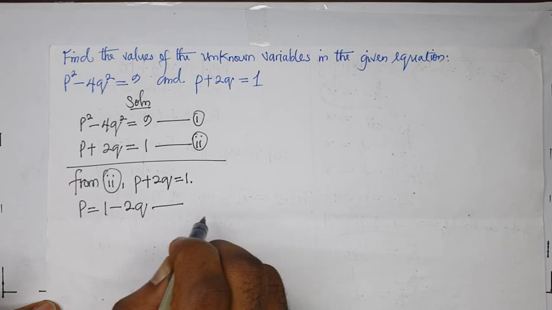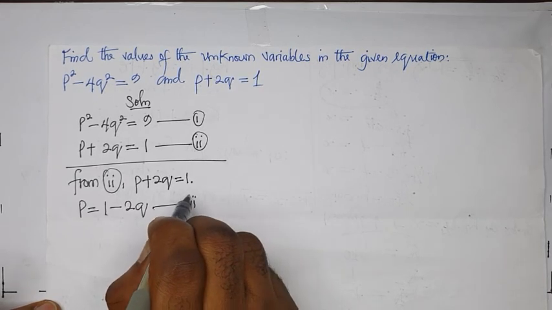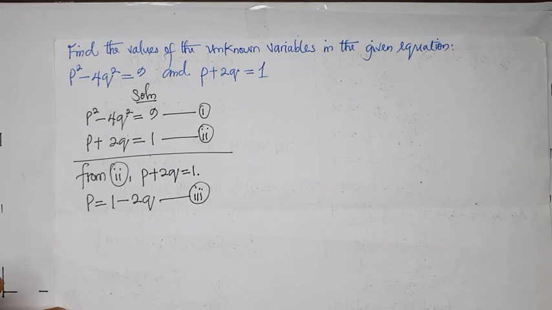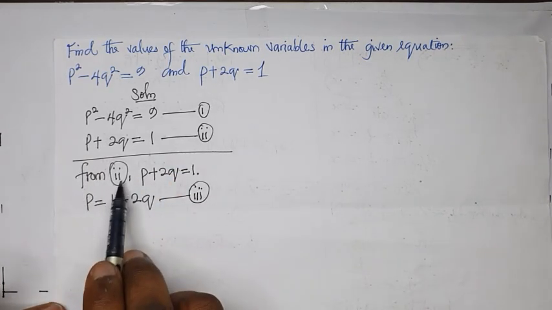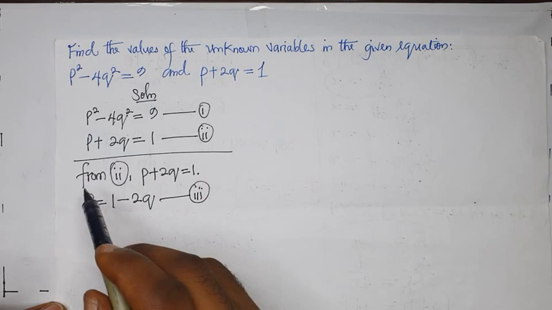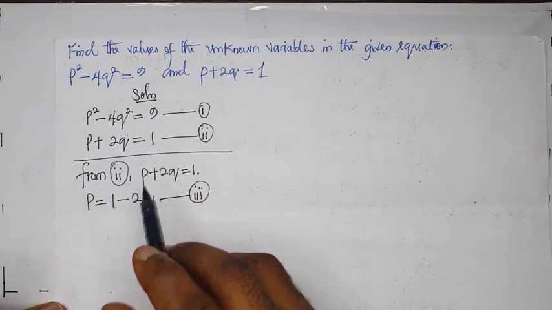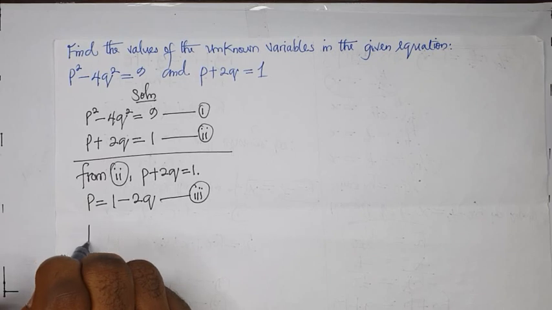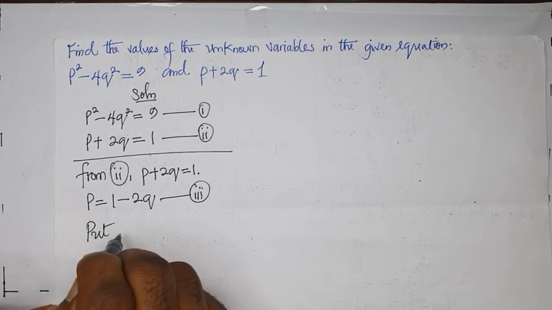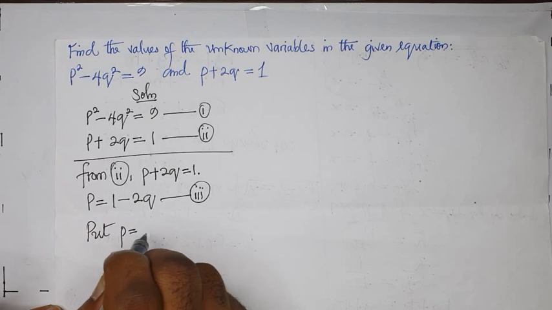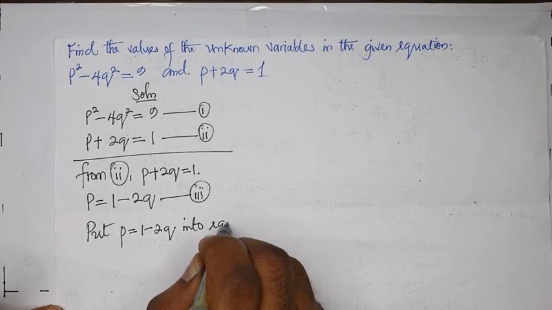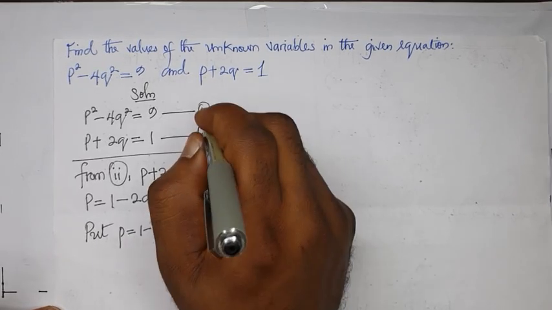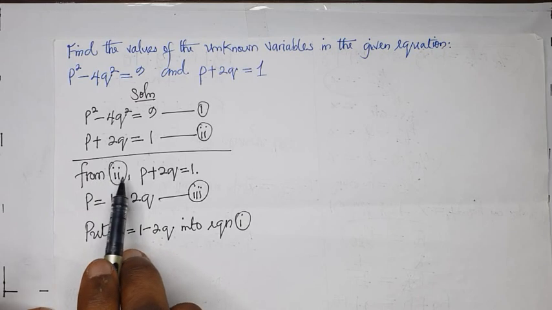I have just ended up creating yet another equation, which I'm going to call equation 3, and this is for p. Since I've done this successfully, we are going to now put back. We took from equation 2, so we have to put back in equation 1. So from 2 into 1. Remember that. I will use the word put. Put p equal to 1 minus 2q into equation 1. We are putting back into equation 1 because we've collected from equation 2.